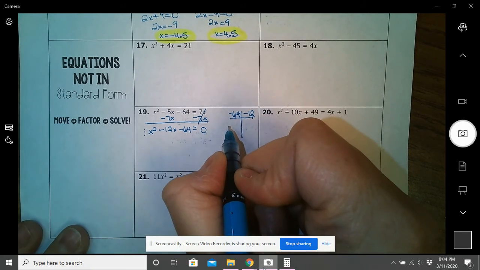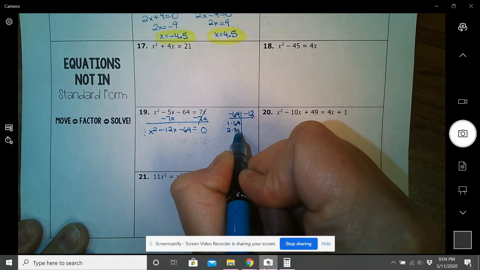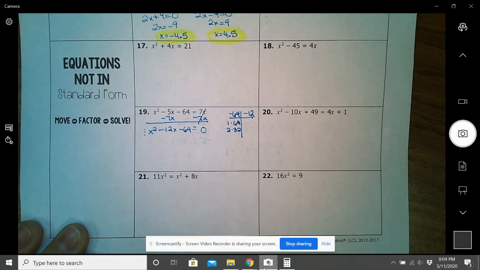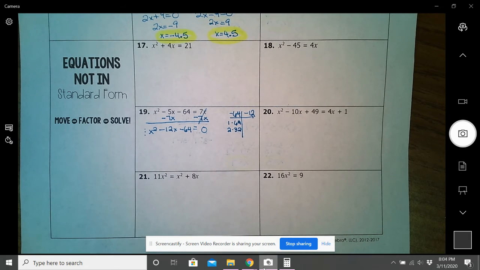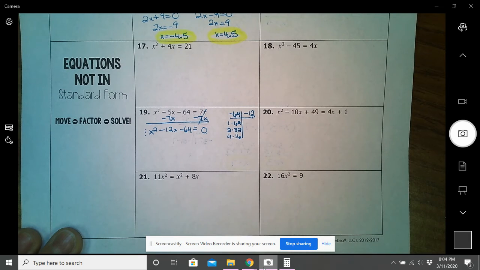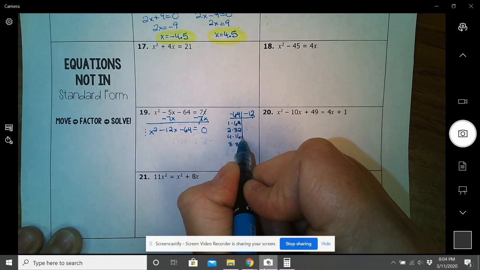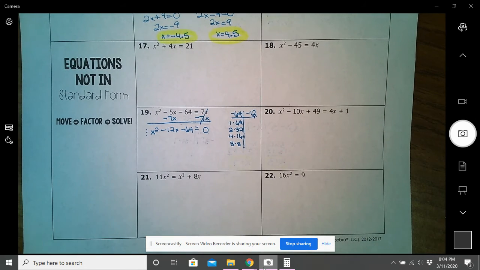Lots of choices. 64 could be 1 times 64, 2 times 32. I don't think 3 will work. That would have a decimal in it. 4 times 16. 5 won't work. 6 won't work. 7 won't work. And then it would be 8 times 8 for our last option. Now, can you do that in your head? Because that would be awesome.